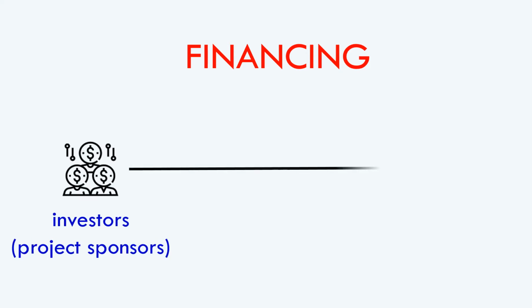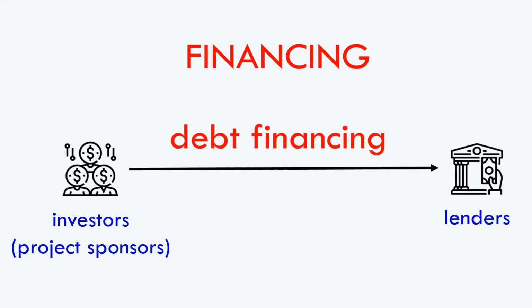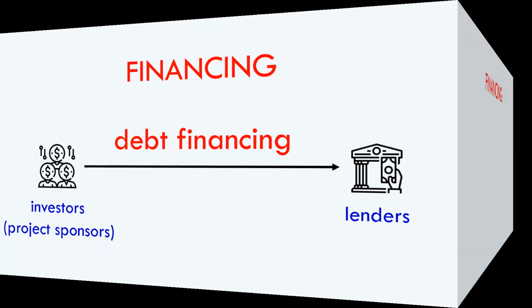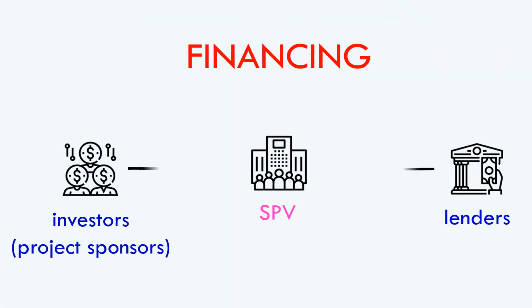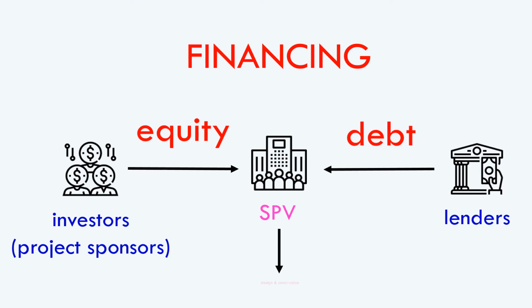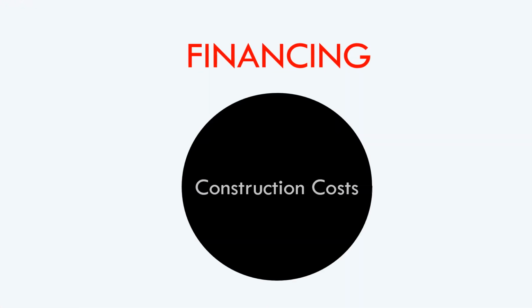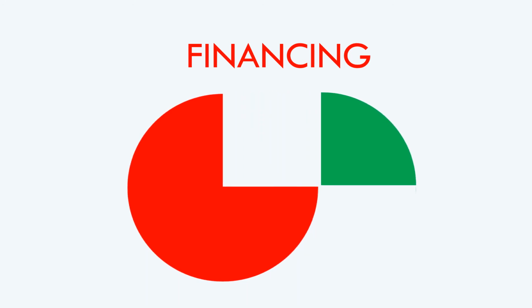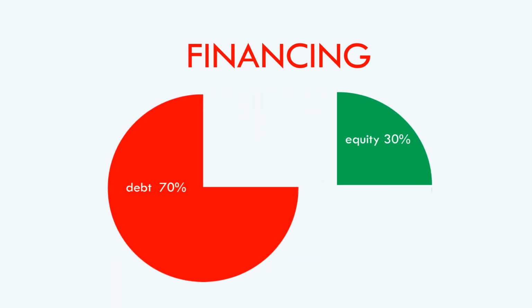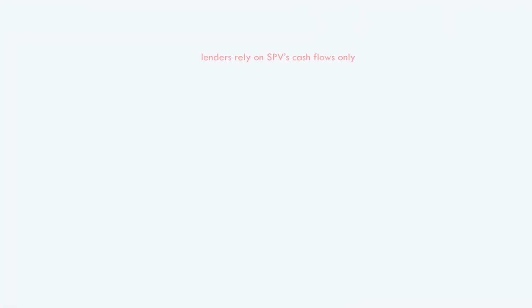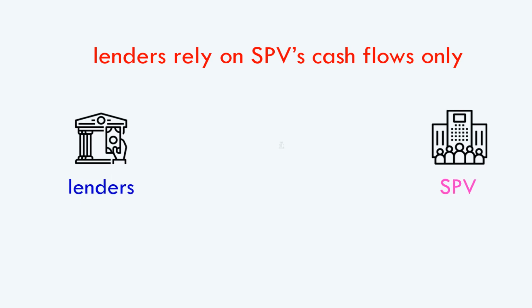At the financing stage, project sponsors negotiate with lenders on the debt financing for that specific project. When project sponsors and lenders reach the agreement, they inject the equity and debt financing into the SPV to finance the construction costs of the project. Typically, the construction costs are financed with 70% of debt and 30% of equity, so project finance is a highly leveraged transaction.